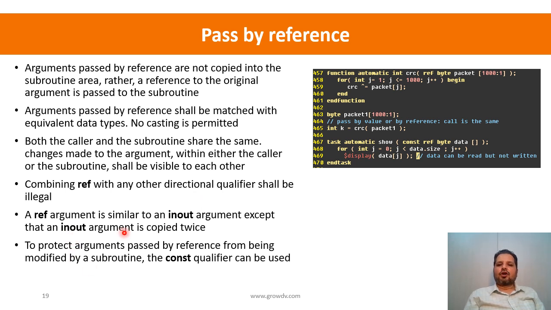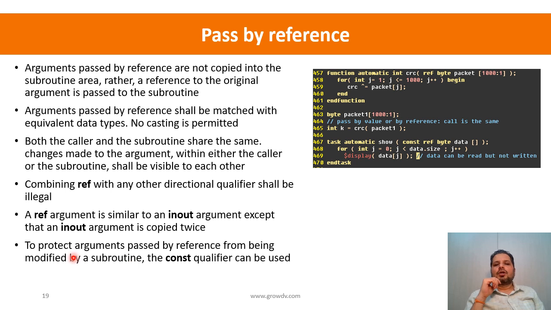A ref argument is very similar to inout, except that, as we saw in the previous slide, when you use inout, the value gets copied as an input when the task or function call is made, and as an output when they exit. That is the difference. The intermediate value changes wouldn't be reflected, but when you do it as a ref, the intermediate values do get reflected, and it uses common storage as well.